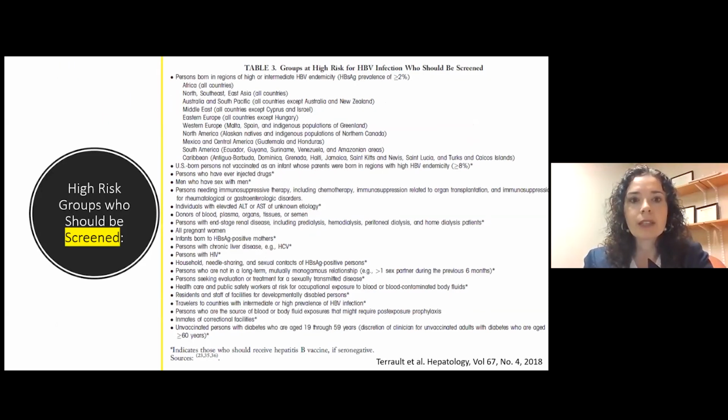And this is a summary slide, again, available through the AASLD guidance document, which again looks at the persons who are born in these high prevalence countries and intermediate countries. These are the countries that we reviewed. And also the persons whose parents were born only in the high endemic countries. And again, this list is comprehensive, but one other thing I would like to highlight, which we'll review in a moment, is the people who you screen, who end up screening negative, are asterisked, and also these are the people that you should vaccinate.